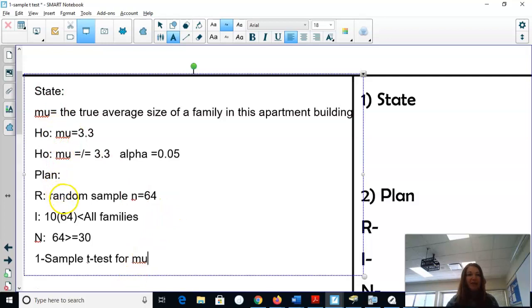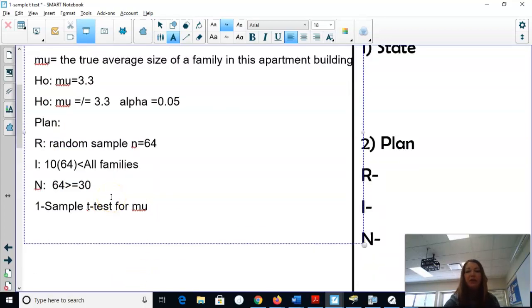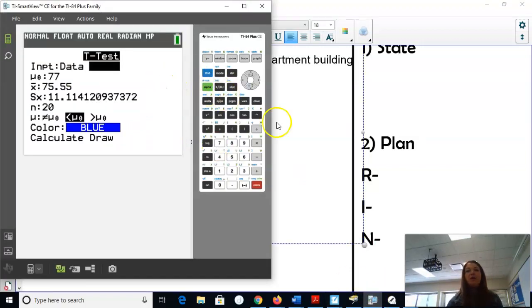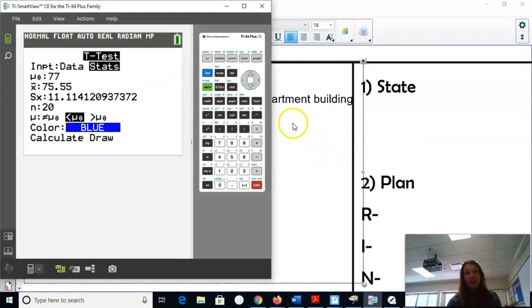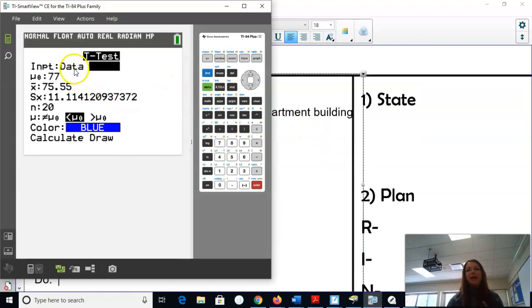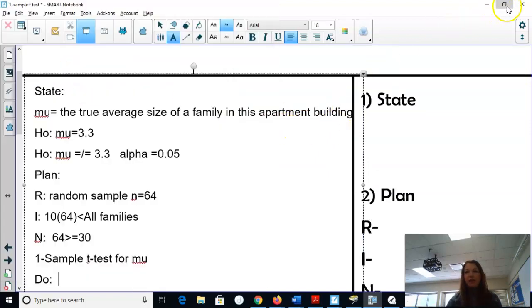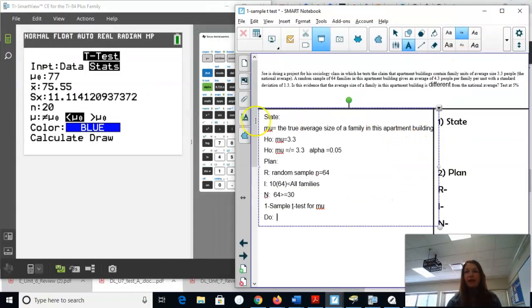Okay, we have our state, we have our plan, and we are now ready for our do. I'm going to go to the board for the do. Actually, what I'm going to do first is run the test. So let's go ahead and run the test, and then we can go to the board. What's different about this problem compared to the first problem is I'm not given data, I'm given statistics. Okay, I'm given stats.